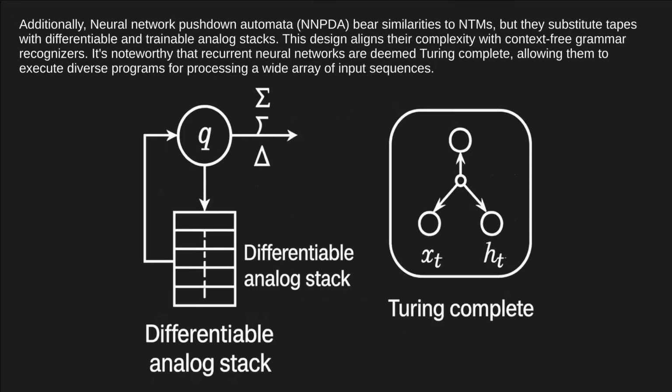Additionally, neural network pushdown automata, NNPDA, bear similarities to NTMs, but they substitute tapes with differentiable and trainable analog stacks. This design aligns their complexity with context-free grammar recognizers. It's noteworthy that recurrent neural networks are deemed Turing complete, allowing them to execute diverse programs for processing a wide array of input sequences.